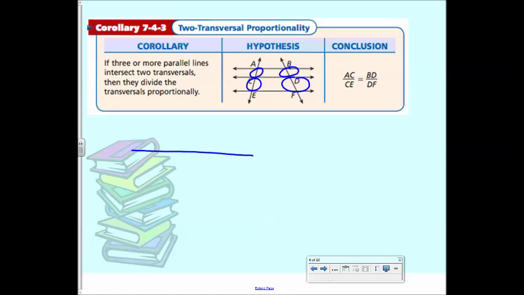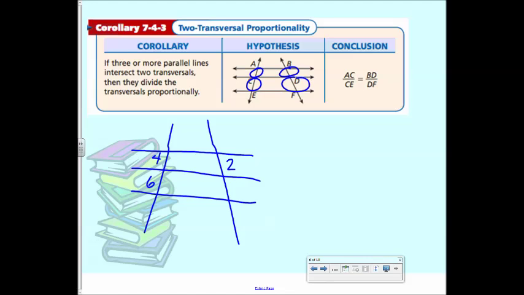So if this were 4 and this were 6 and this were 2, how could you figure out this one? Not 4, but how could you figure it out? You could do 6 divided and find the decimal, or you can set up a proportion. What would be the proportion here? 4 over 6 equals 2 over x. What's 4 times x? And what's 6 times 2? So what's 12 divided by 4? So this must be 3.